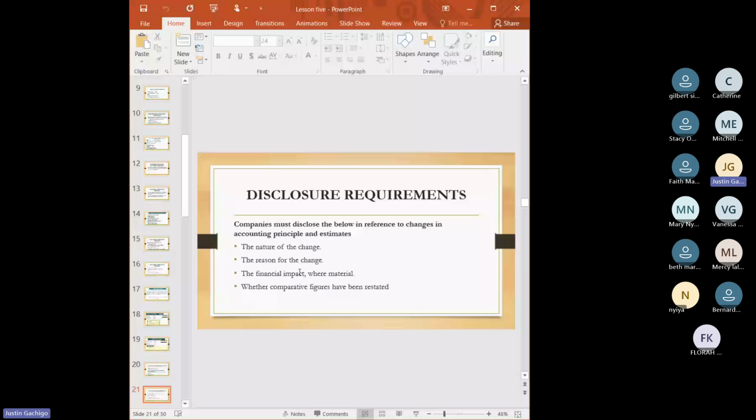Then the impact, especially where material, like the way we have seen before changing from FIFO to weighted average, you have to show the impact of the change. Then about whether comparative figures have been restated, you should also show the effect in terms of the comparative figures.